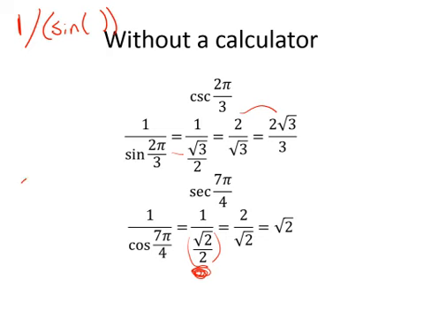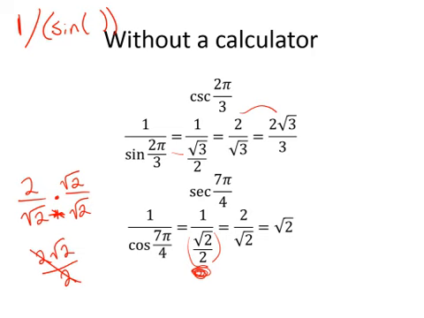So now if you have 2 over root 2, you're going to multiply the top and bottom by root 2 over root 2. And what ends up happening is root 2 times root 2 right here, you end up getting 2. So you end up with 2 root 2 over 2. And then these 2's cancel, leaving us with just the square root of 2 as our answer. Okay, and that's how we get just the square root of 2.